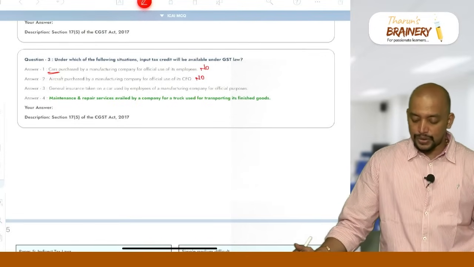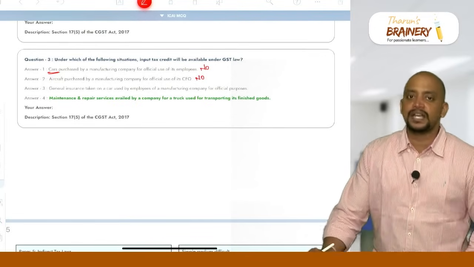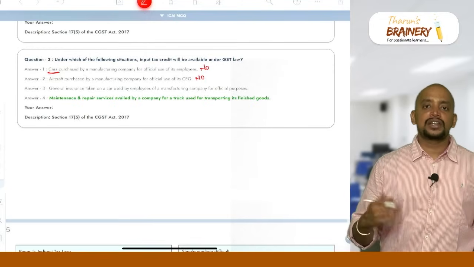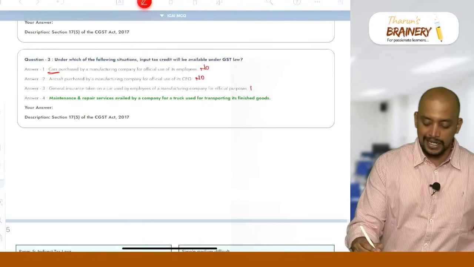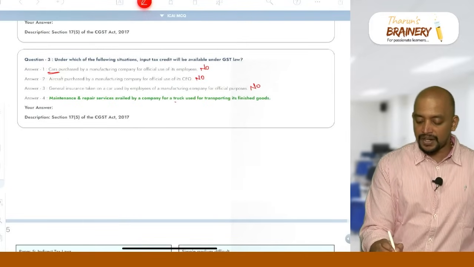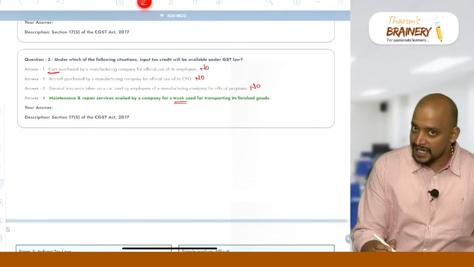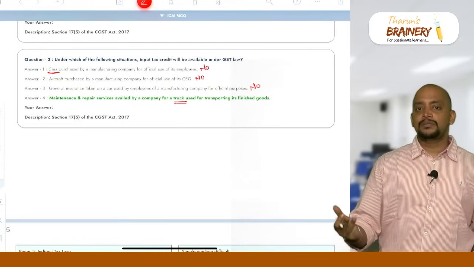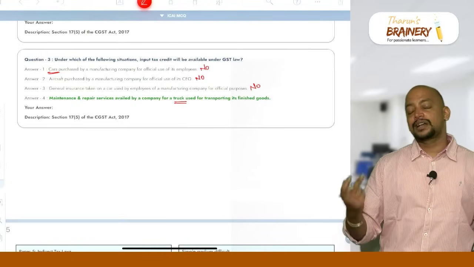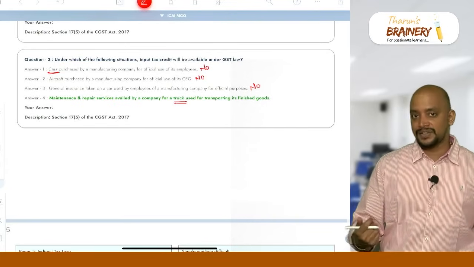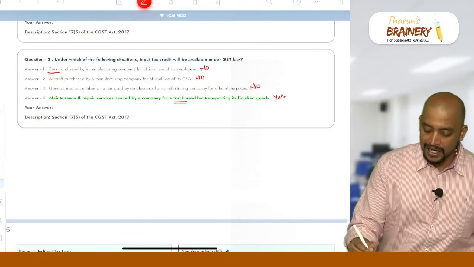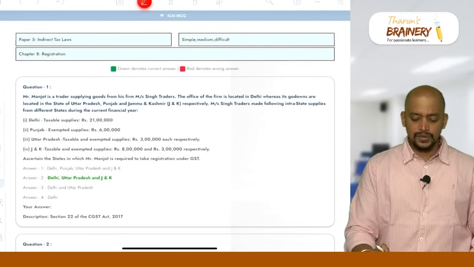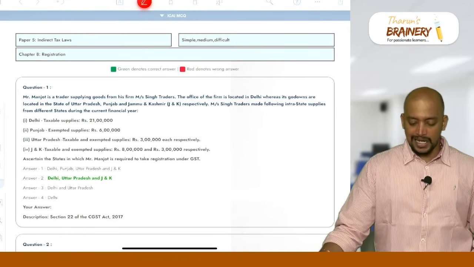General insurance taken on a car used by employees of a manufacturing company. A company cannot take ITC on the car purchase, and even for car insurance service or repair and maintenance service they cannot take ITC. Maintenance and repair service availed by a company for a truck. Generally a truck purchased is eligible for ITC because it comes under other motor vehicles. So repair and maintenance, hiring, renting and leasing of the truck, general insurance services or authorized service center service in relation to a truck are eligible for ITC. They are asking in which of the cases ITC is available? Option D.